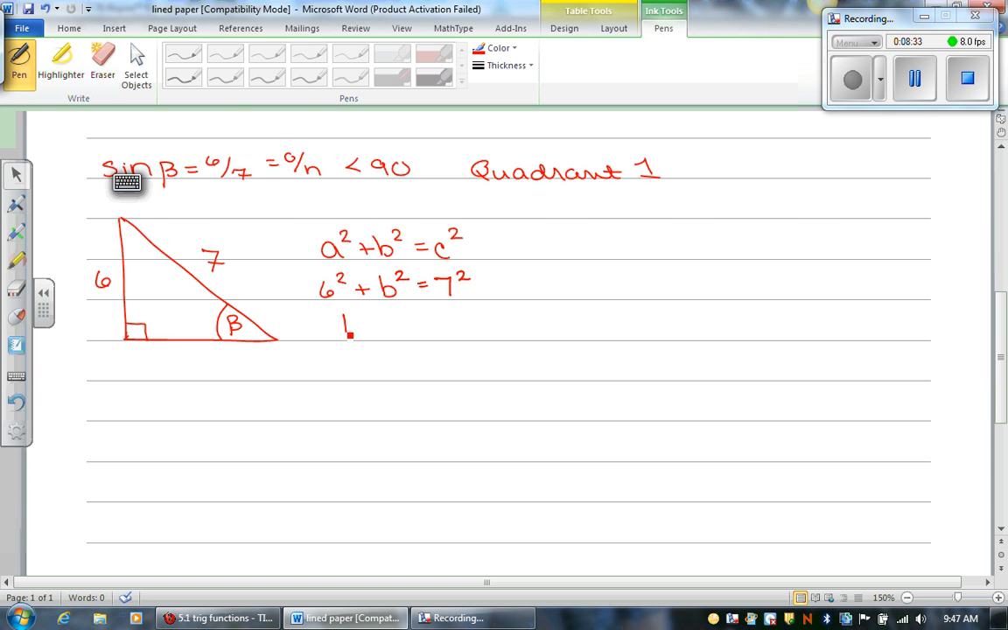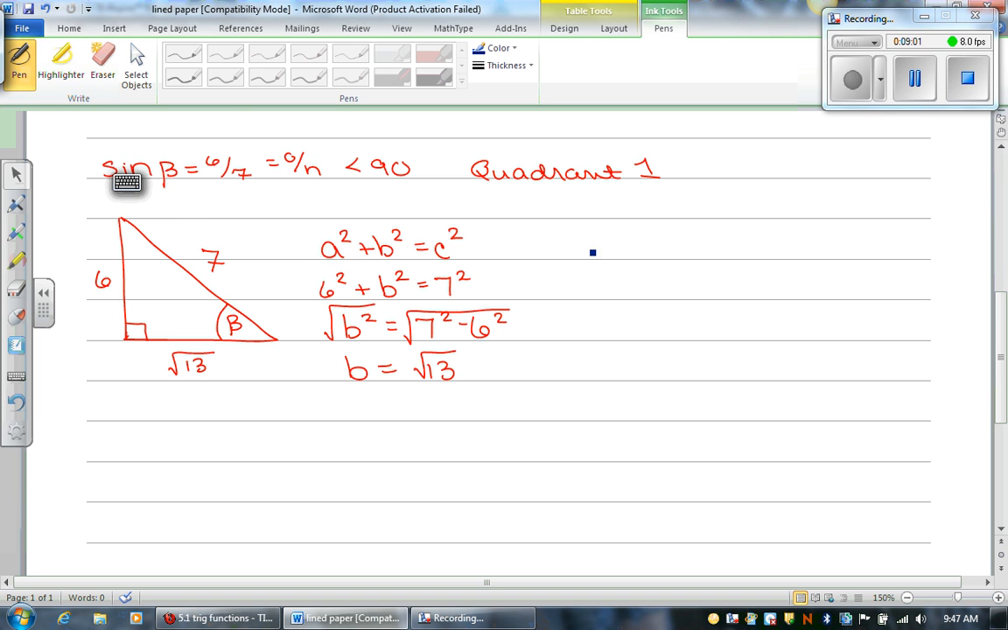Okay, we're going to go ahead and solve for B. So we get 7 squared minus 6 squared, and then take the square root, and we get B to be the square root of 13. Okay, so I'm going to label that side. Now that we have all of our sides, we're able to find all of our ratios.